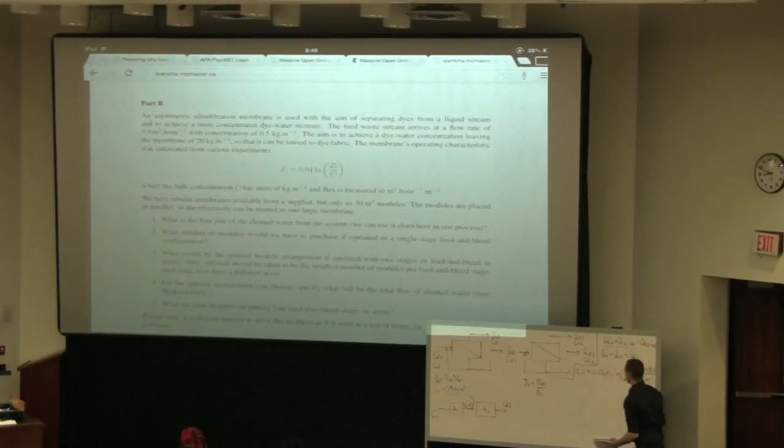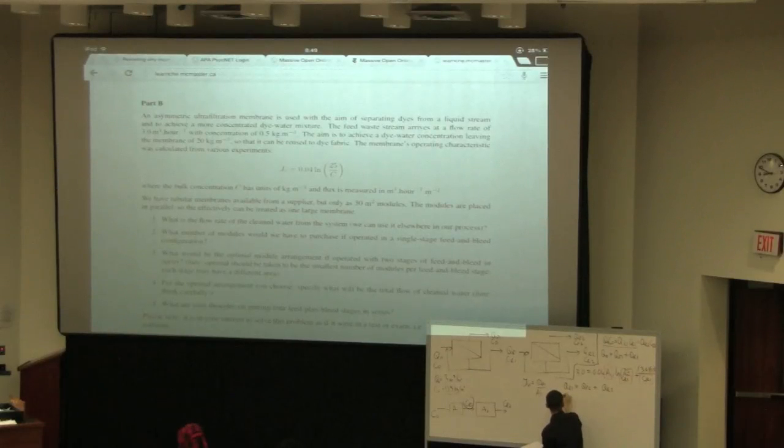I can repeat that for the second membrane module. So QR1, my incoming feed, QR1 is equal to QP2 plus QR2. So QR1 then, again, the same idea is 3.0 times 0.5 divided by CR1. That's equal to QP2, which I get from the volumetric flux, so 0.04 times A2 this time, log of 25 divided by CR2, plus the outlet flow QR2, which is equal to Q0 C0 divided by CR2.